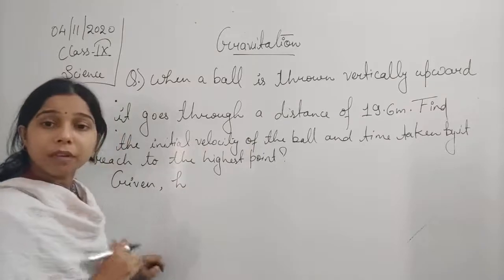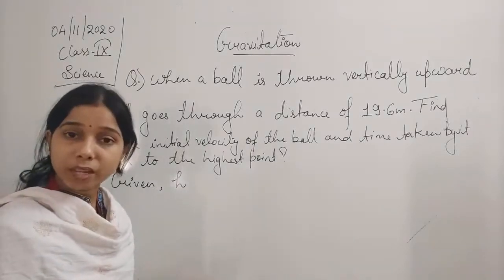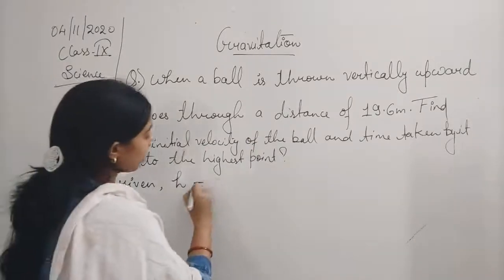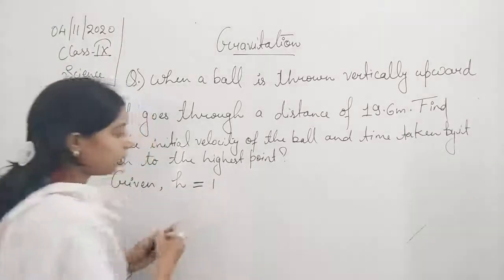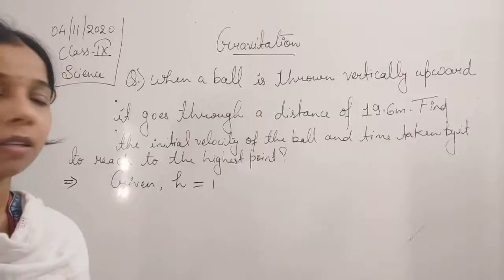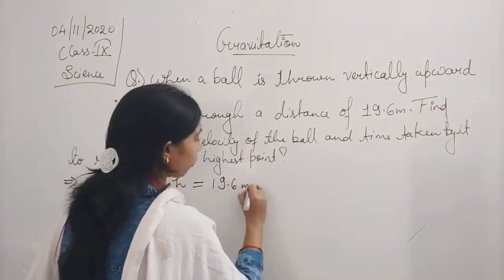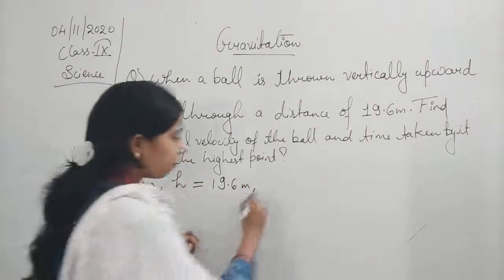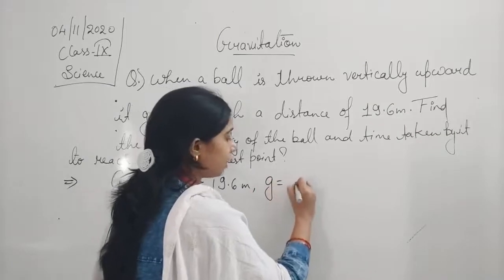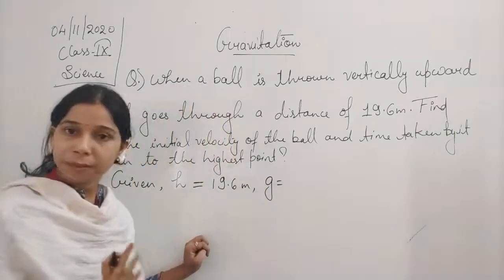You know that we write distance, that will be equal to h. So h is equal to 19.6 meter. So you see, student, height is given, that is equal to 19.6 meter. G, we know the value of g, that is equal to 9.8 meter per second square.